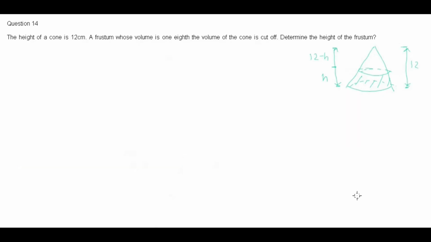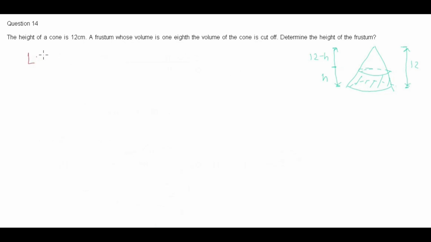You have been given question 14. The height of a cone is 12 centimeters. A frustum whose volume is 1/8 of the volume of the cone is cut off. Determine the height of the frustum. So you have been told the height of the cone is 12 centimeters, and a frustum whose volume is 1/8 of the volume of the cone is cut off.